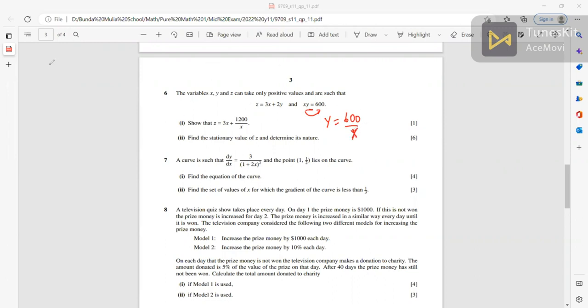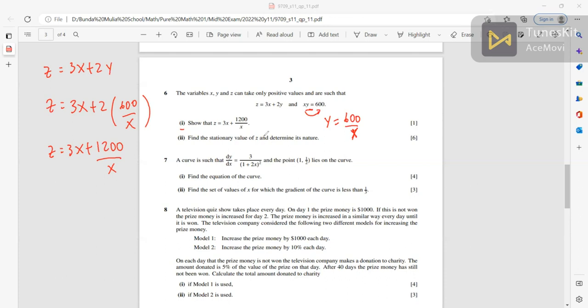And then I have z equals 3x plus 2y. I change the y to x, so z equals 3x plus 2 times 600 over x. So I can get z equals 3x plus 1200 over x. So it's proven. Find the stationary value of z and determine its nature.